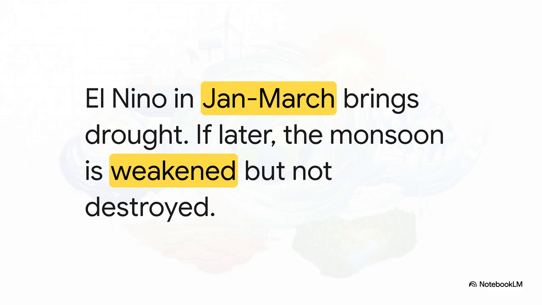If El Nino develops early in the year, say around January through March, the Indian Ocean circulation gets disrupted long before the summer monsoon even arrives, which usually results in a really harsh drought. But if El Nino triggers later, like in April, May, or June, those monsoon winds might have already started their journey to India. It's definitely still going to weaken the rainfall, but a total catastrophic drought might just be avoided.